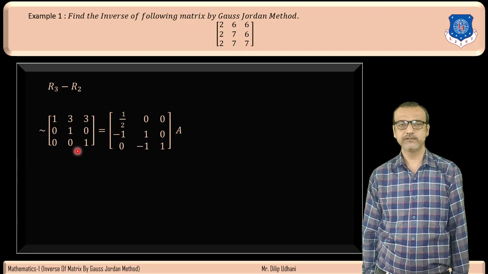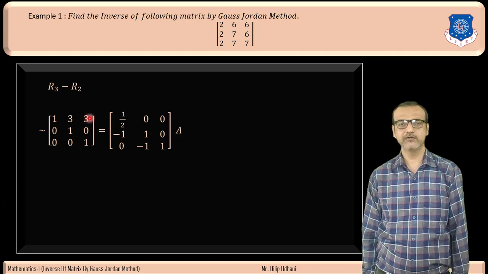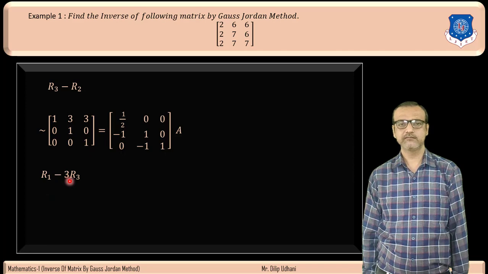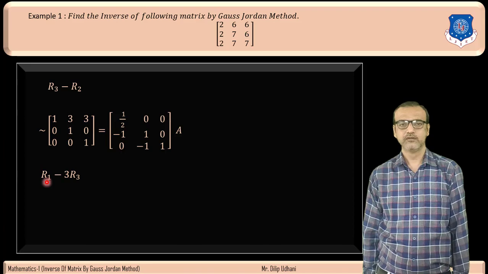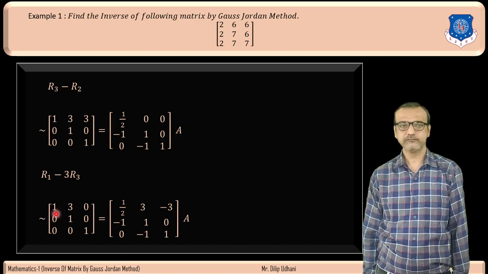So for that purpose we will make 3, which is in row number 1 and which is the last element, to 0 with the help of leading one which is present in row number 3. So for that purpose we will apply this operation, that is R1 minus 3R3. It means subtracting 3 times R3 from row number 1. So if we will apply this operation, so the resultant matrix will be this one.